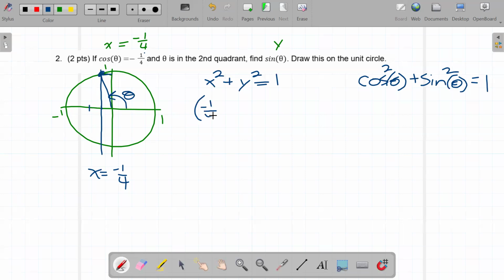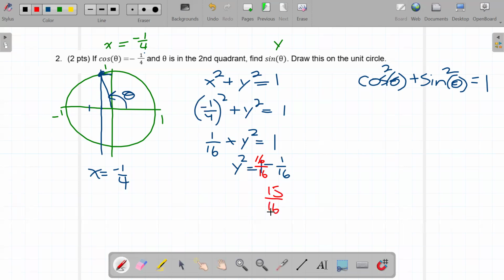My x is -1/4. Negative times negative is a positive. 1/4 times 1/4 is 1/16. So then I'll have to subtract the 1/16. And again, I'm going to take the time to write that as 16/16 because I make mistakes in my head all the time, and this is a test. 16 minus 1 is 15/16. And so now I'm ready to take the square root.